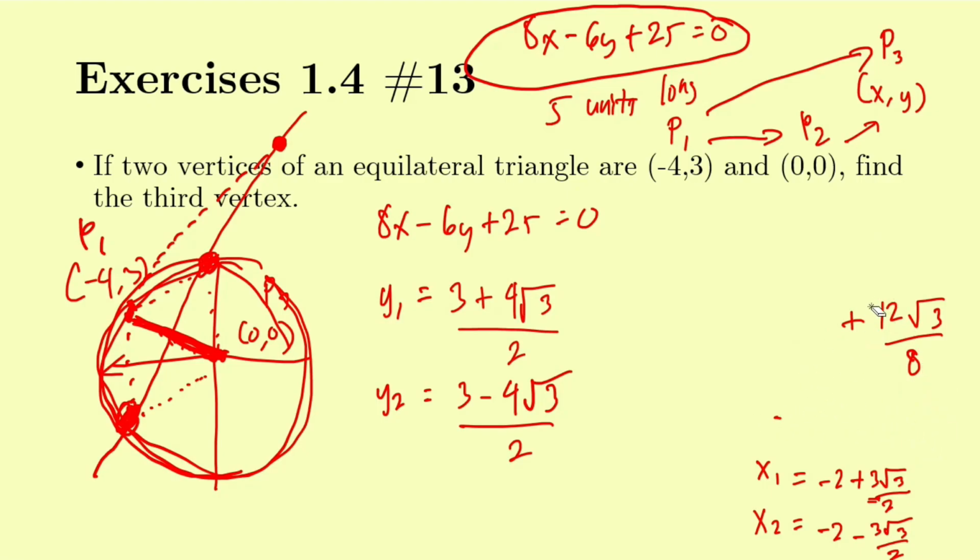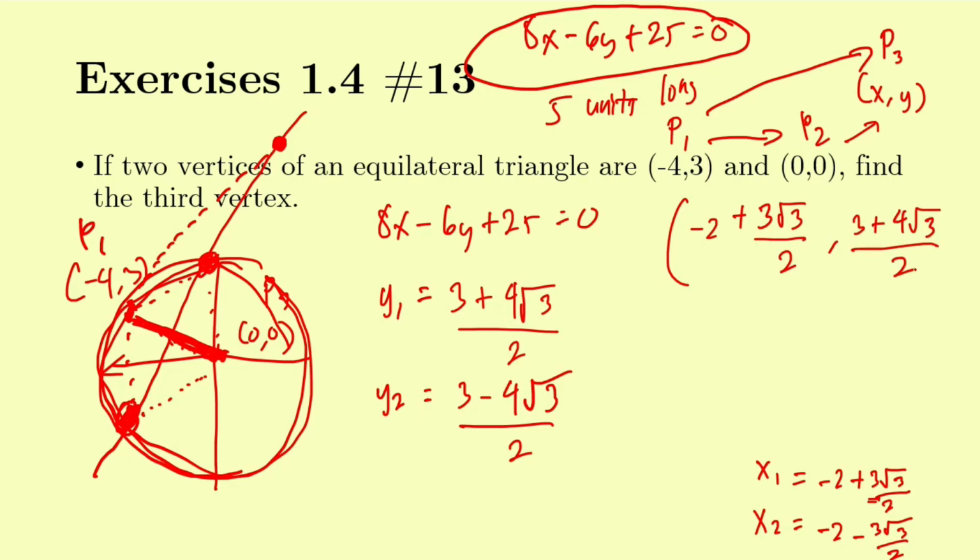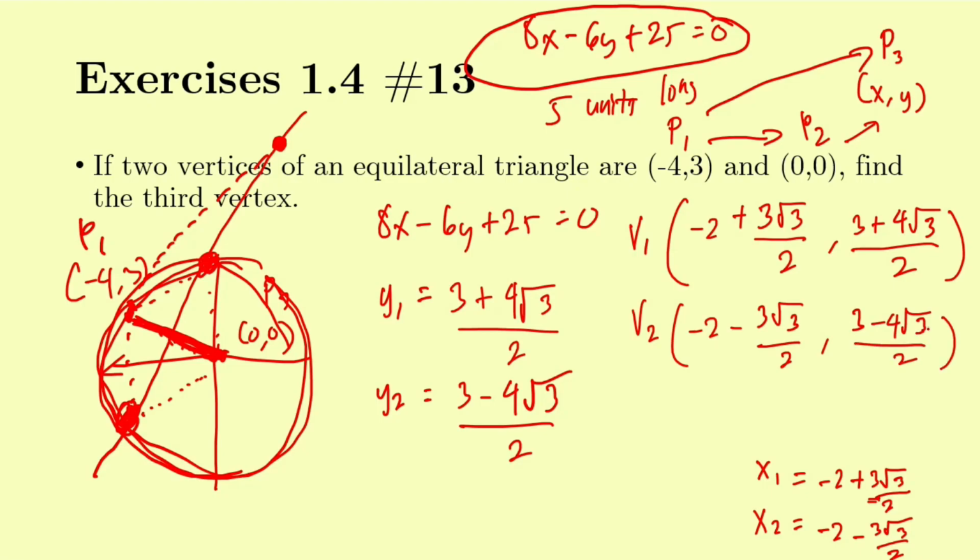So the first point is consisting of x sub 1 and y sub 1. Of course, this will become negative 2 plus 3 square root of 3 all over 2, then 3 plus 4 square root of 3 all over 2. That's the first point. Let's label that V1. And then V2 has the coordinates of negative 2 minus 3 square root of 3 all over 2 and 3 minus 4 square root of 3 all over 2. So here is our final answer.